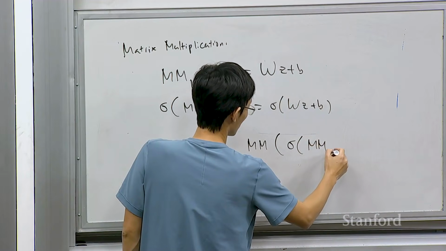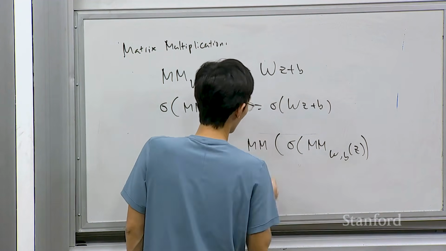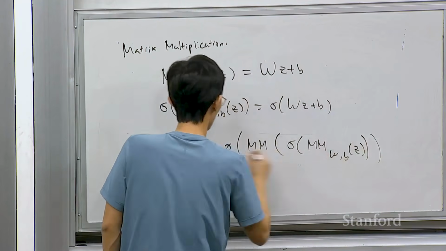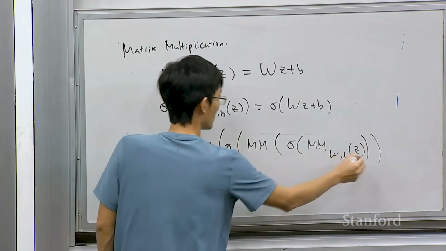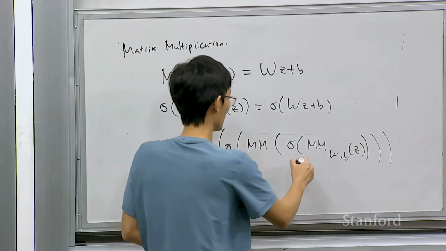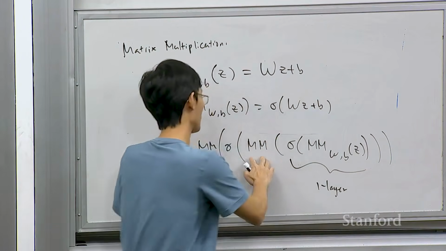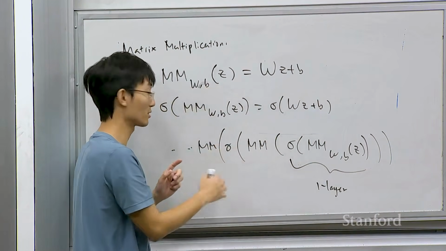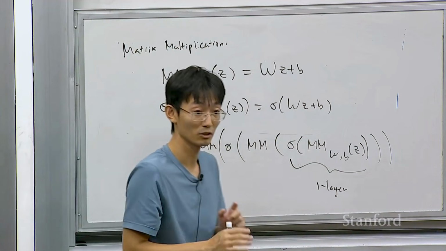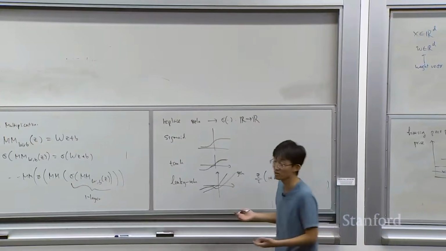And then, right, W, B, Z. And then apply another thing, and so on and so forth. Each of these is one layer. If you apply another matrix multiplication and sigma, that is another layer, and if you do another one, it's another layer. The number of layers is defined pretty much as the number of matrix multiplications.